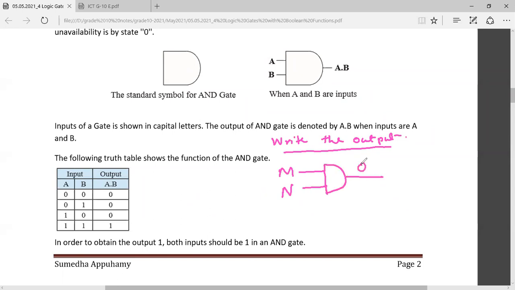So they have given Q. So what is Q? Q is equal to what? Second one: A, B, C, and D. So they have given this. So what will be Q? Find the output of this.